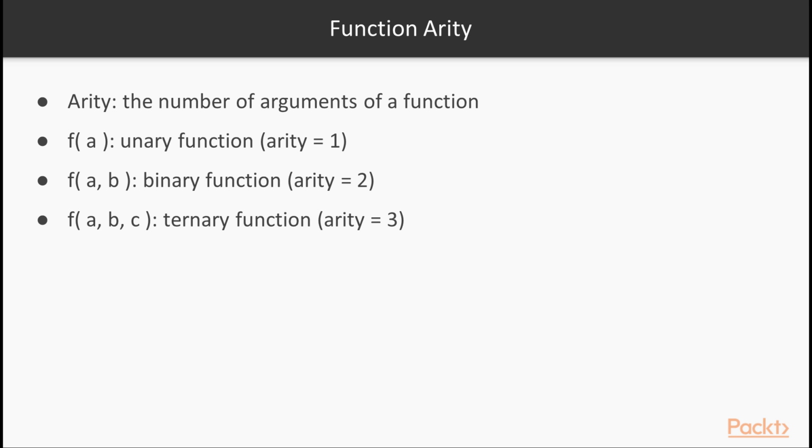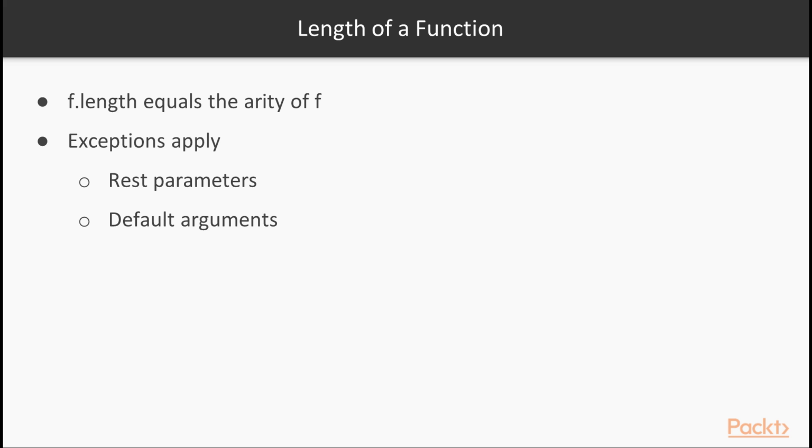The arity of a function is the number of arguments of the function. A function with one argument is called a unary function. The arity of 2 and 3 are referred to as binary and ternary, respectively. In general, an arity of n means that the function has n arguments. There is a way to retrieve the arity of functions in JavaScript. Accessing the length of a function returns its arity.